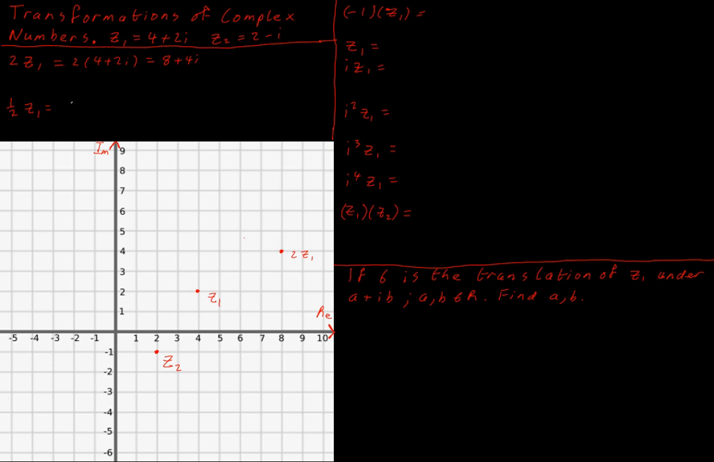This is 2 times Z1. If we take the opposite situation, where we halved our number, we would end up with 2 plus i. So if we go across there, 2 plus i would be a half Z1. Now something may jump out at you when we draw that in. These are all sitting in a straight line out from the origin. And I'll draw in a line to guide the eye.